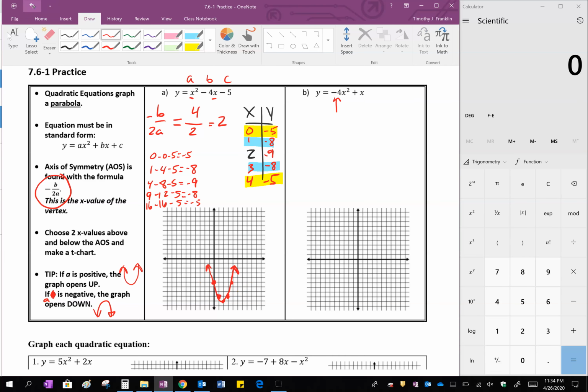There we go. So there you have it. There is our graph. We had a positive a value, positive 1, so it opens up, which it does, it should. So let's move on.